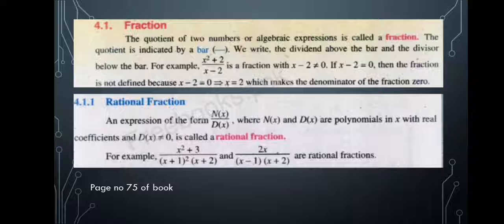For example, (x square plus 3) by (x plus 1) whole square into (x plus 2), and 2x by (x minus 1) into (x plus 2) are rational fractions. So these are the rational fractions. Why? Because in the numerator we have a polynomial of x, and in the denominator we also have some polynomial of x. So it is of the form N(x) by D(x). So it is called a rational fraction.